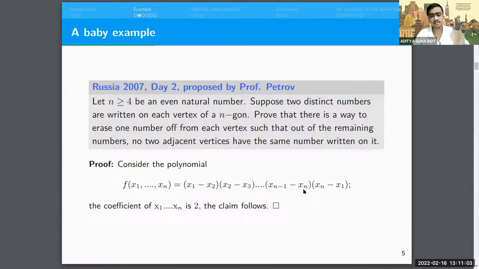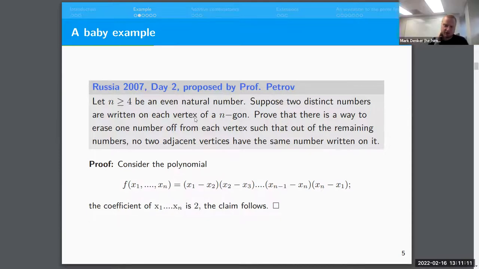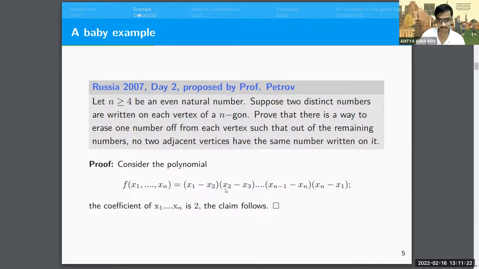No, it's non-zero. Here it's important that it's non-zero, but it's easy to see that the coefficient is 2. And here we're using the fact that n is an even natural number, it has to be even. If it's odd, then the coefficient will be 0, because there will be one copy of x1 to xn and another copy of x1 to xn with a negative sign, since there are n numbers each multiplied with a negative sign. So for odd numbers, we indeed have a way of arranging the numbers so that this conclusion doesn't hold. But in the case of even, that is not the case.